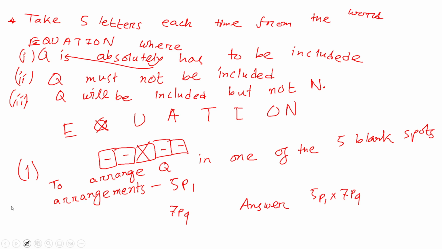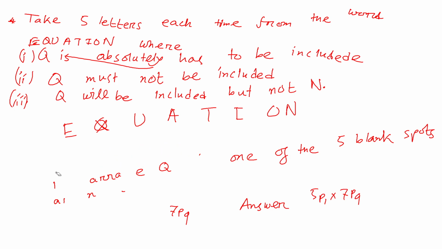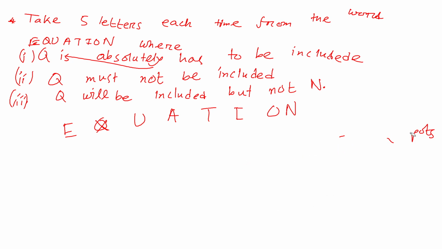Now the next one, Q must not be included. So this is very easy. Tell me, what should we do? So Q won't be included. There are 5 blank spots and 7 letters. 7P5. Yes, 7P5. Very good. So 5 blank spots and 7 letters, that means 7P5.